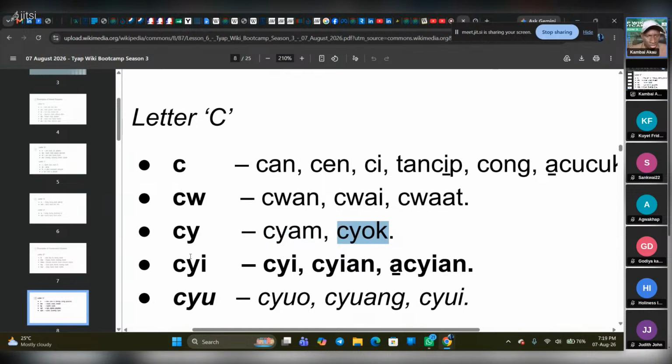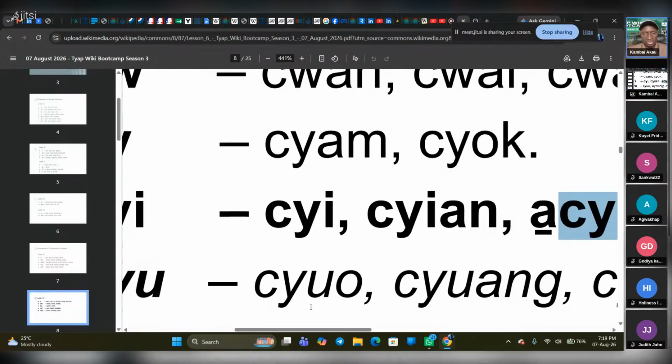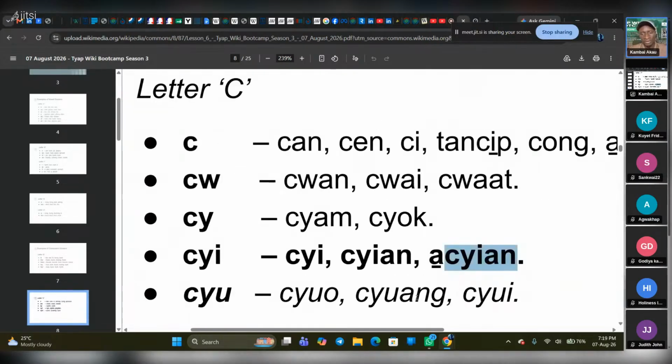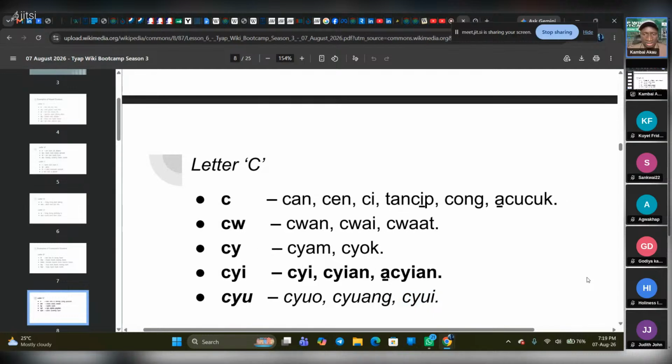Then we have the long version of this chi sound. This is chi now. And under it, we have chi, chian, and then a chian. And then we have the palate labial form of this very chi sound. And underneath, we have chuo, which is leopard. We have chuang, which is maybe to gossip or maybe little ones. And then we have tree, which is rat.